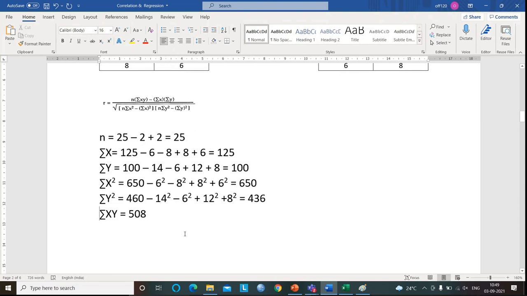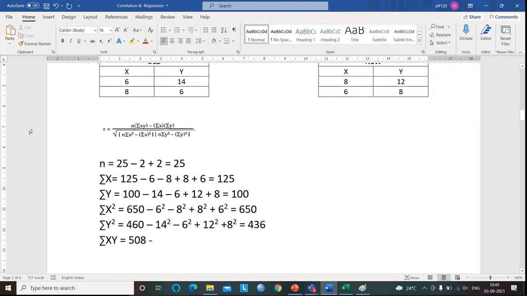So next, summation x into y. Summation x into y means what? I need to multiply these values over here. So what do I do? That means 6 into 14 minus 8 into 6, subtracting the older values and at the same time adding new values.